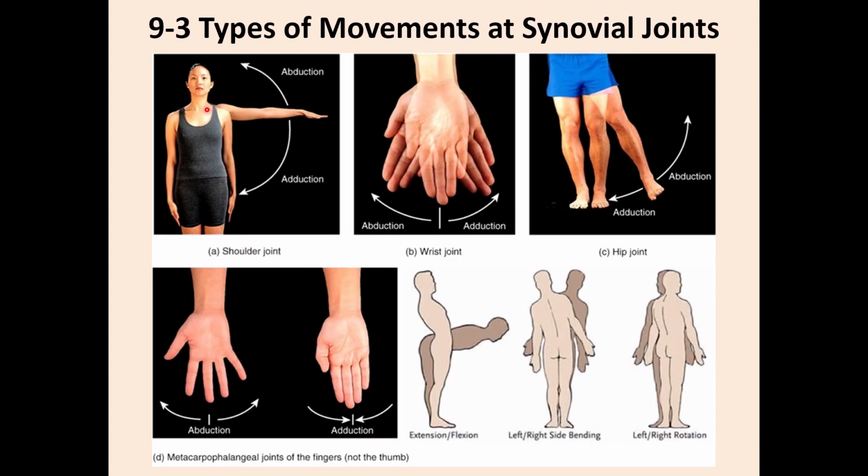Abduction and adduction. So you have to think of the midline here. If you are moving toward the midline, that is adduction. If you're moving it further away from the midline, that is abduction. AD is toward, AB is further away. And here you are thinking of the rest of the body. So if you are moving it toward the body, this is adduction. If you're moving it farther away, it's abduction.